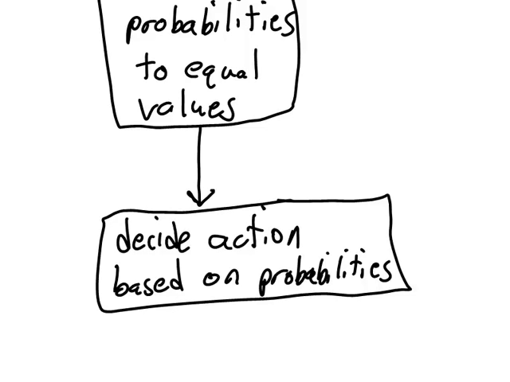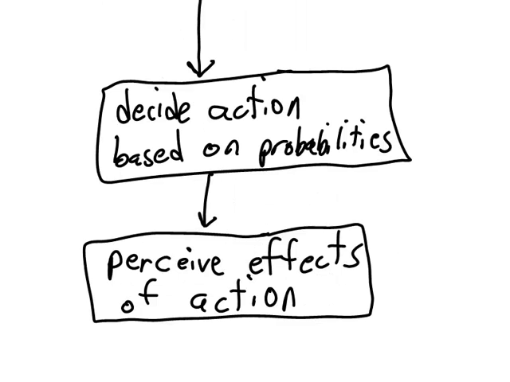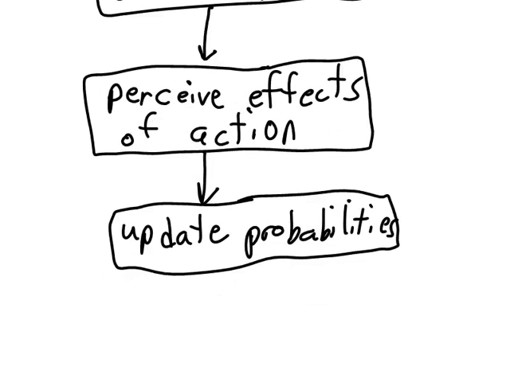Next, the agent makes a choice of which action to take based on the probabilities. At this point, when the probabilities are all equal values, the agent is deciding an action randomly. Next, the agent perceives the effect of the action. Specifically, the agent needs to perceive whether the effects of the action were good effects or bad effects. The effects of the action are then used to update the probabilities.